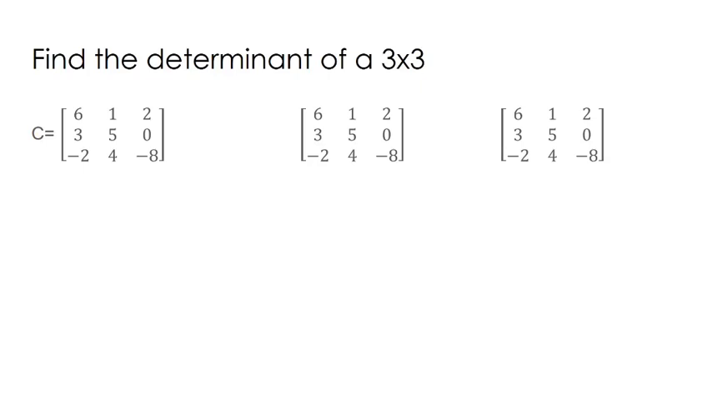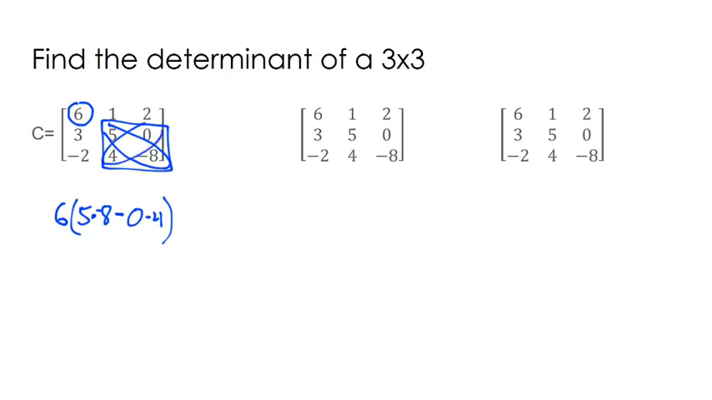I'm going to take this 6 up here in the top left, and I'm going to multiply that by the determinant of this square matrix. So I would multiply that times 5 times negative 8 minus 0 times 4. You see I treated this little part of the matrix as if it were its own little determinant problem. I did 5 times negative 8 minus 0 times 4. That's a times symbol, okay? And so that's going to become 6 times negative 40 minus 0. So that's the first part.